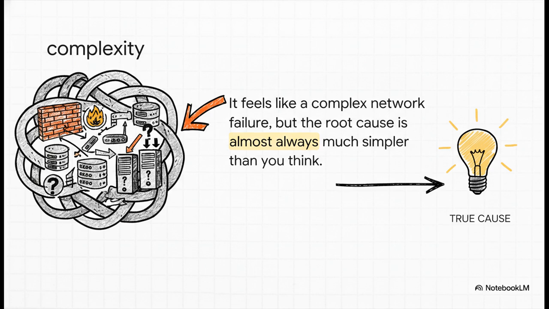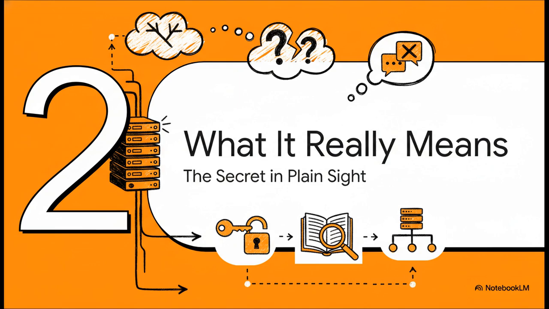The real trick here is understanding that the error message is basically lying to you. It's pointing you down a rabbit hole of complexity when the real cause is usually staring you right in the face. And that brings us to the real aha moment. What is the server actually trying to say with Tree Connect failed? The secret is hiding in plain sight. We just need to translate it from computer speak into plain English.